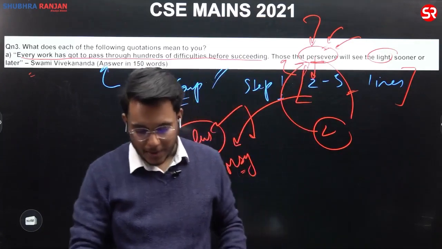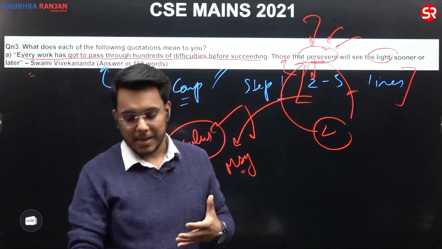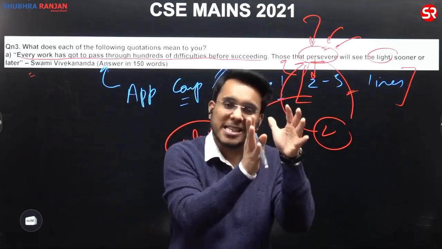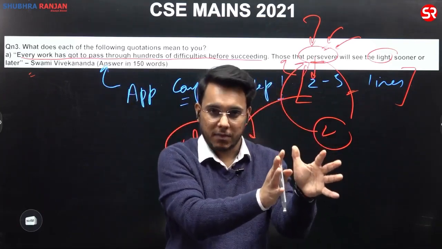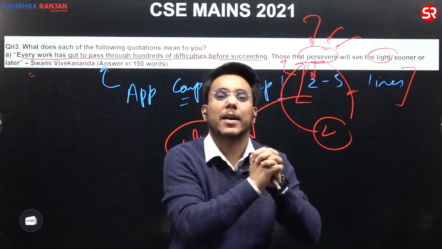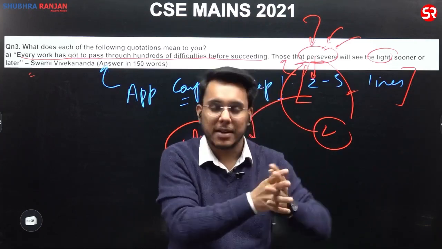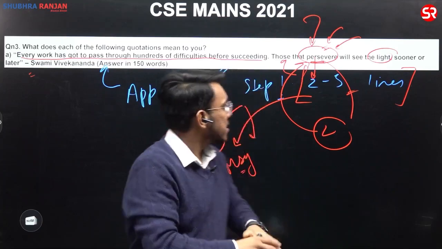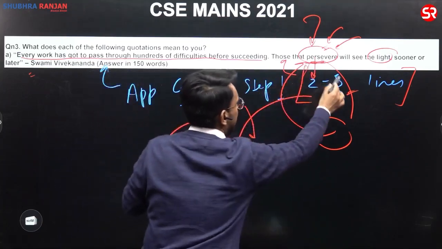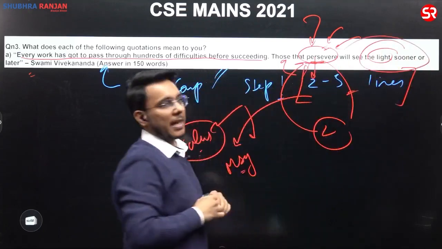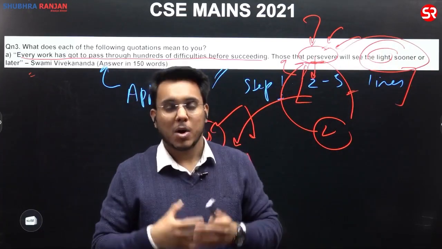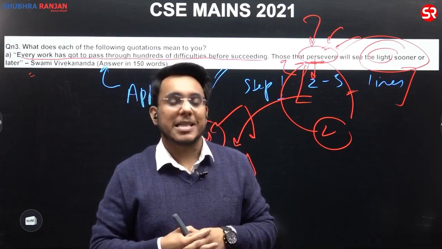We can simply provide that perseverance is the act of working towards a goal despite difficulties, despite setbacks. Fine, it is what is provided by perseverance. Now, if perseverance is there, sooner or later you will see the light. Why? Why will you sooner or later see the light?